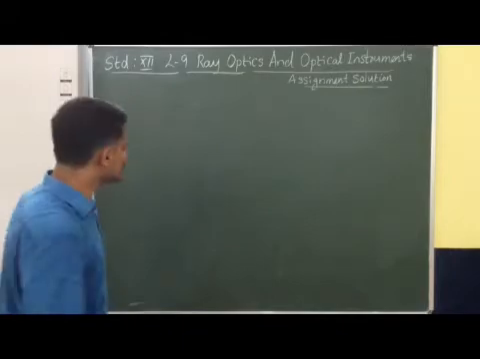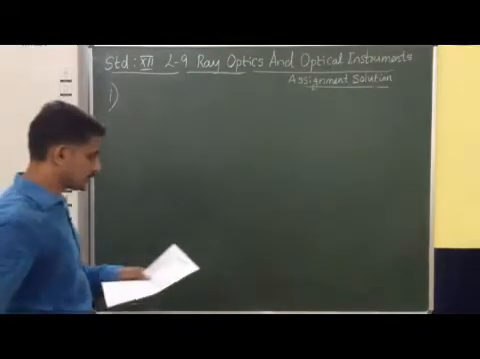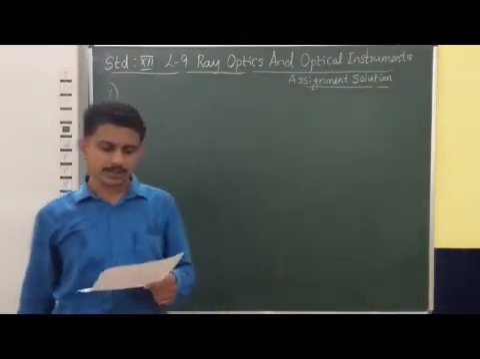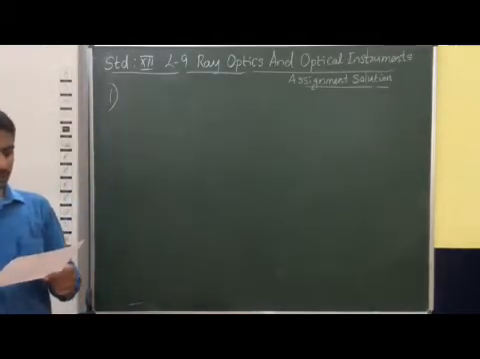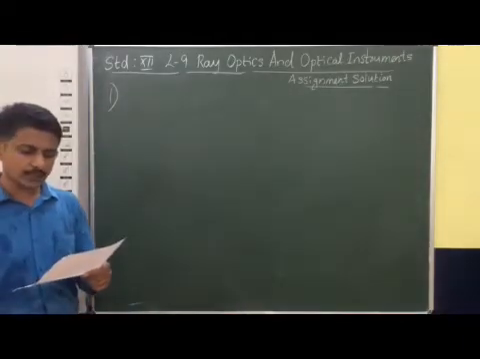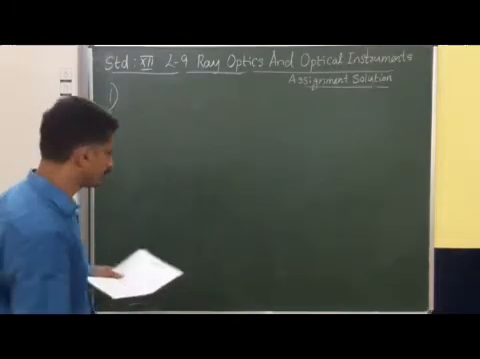So the first question is: an object is placed at 10 centimeter in front of a concave mirror of radius of curvature 15 centimeter. Find position, nature and magnification of the image formed.